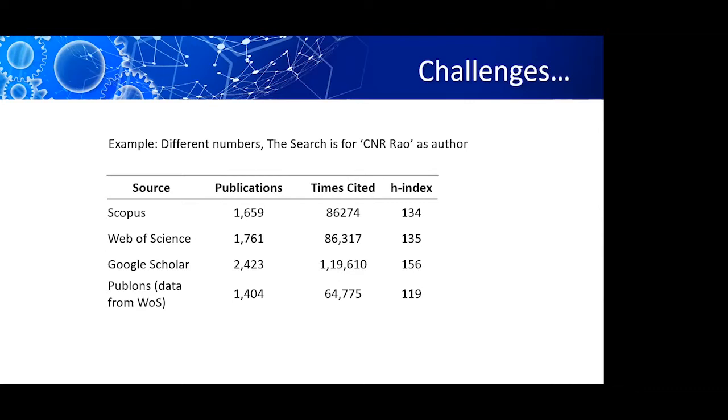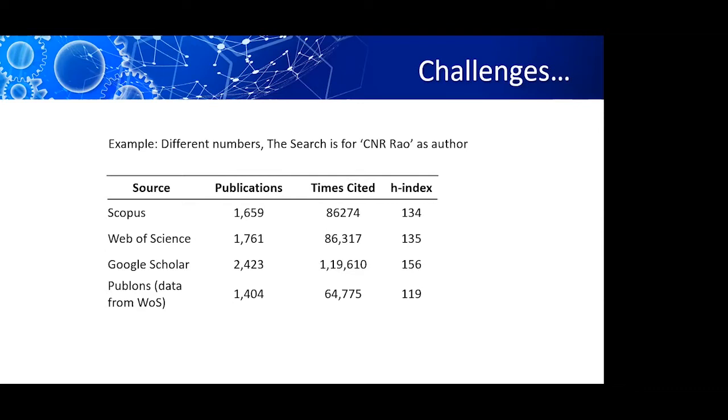In Scopus, you can see the number 1659. In Web of Science, you can see 1761. In Google Scholar and Publons as well, you can see the numbers. And you can see different numbers of citations in different databases, and the H-index is also different.